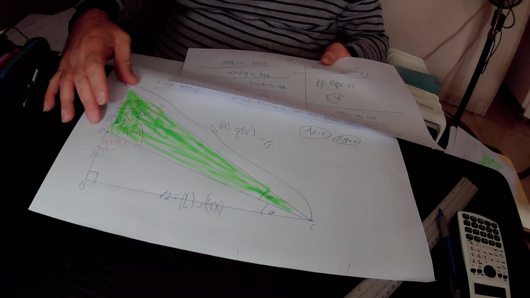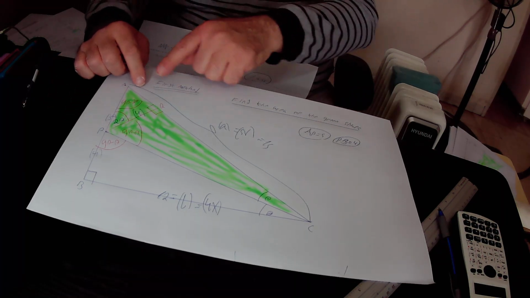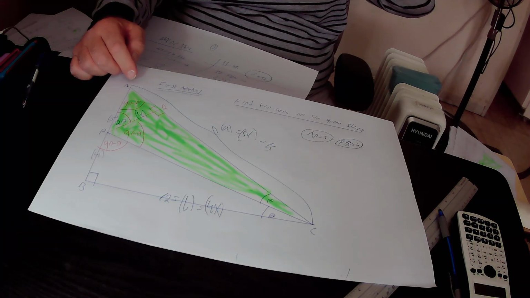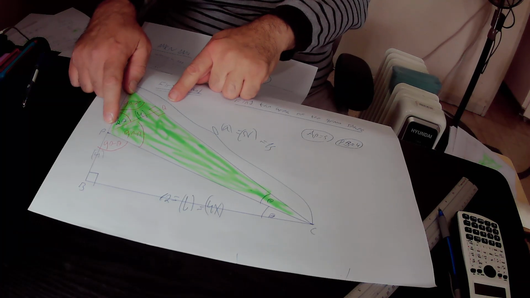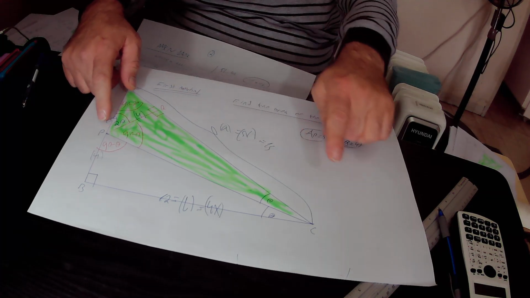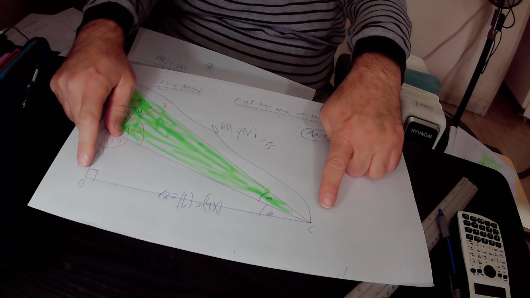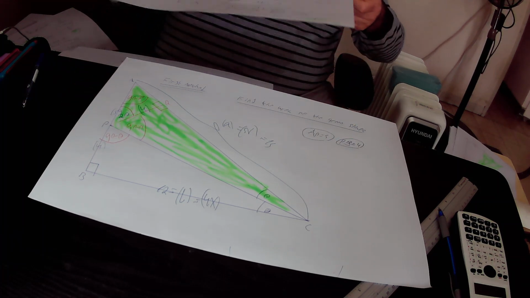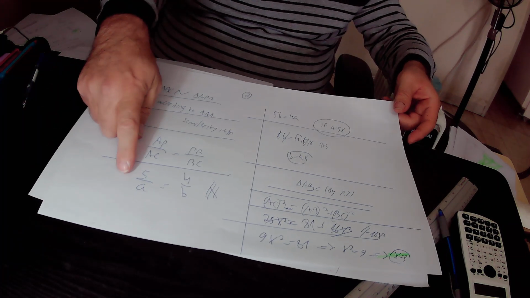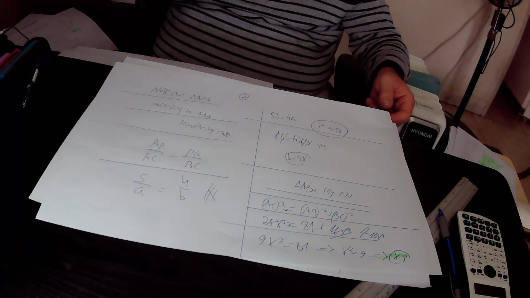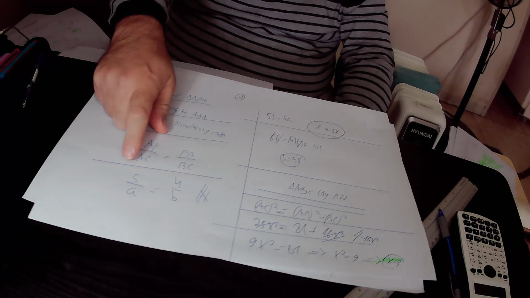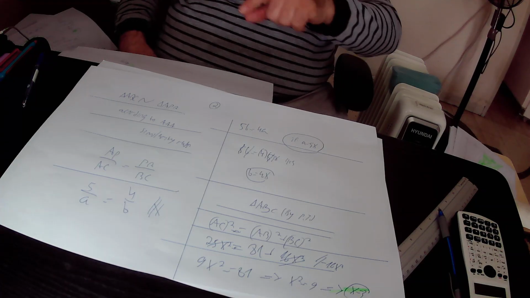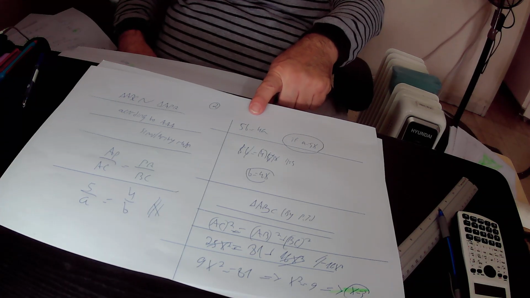AP is 5 over AC. Define AC as a, and it equals PQ. PQ is 4 over BC. Actually, we define BC as b. So in total, 5 over a equals 4 over b. Here we cross multiply this equation and find that 5b equals 4a. What is the meaning of this equation, 5b equals 4a?